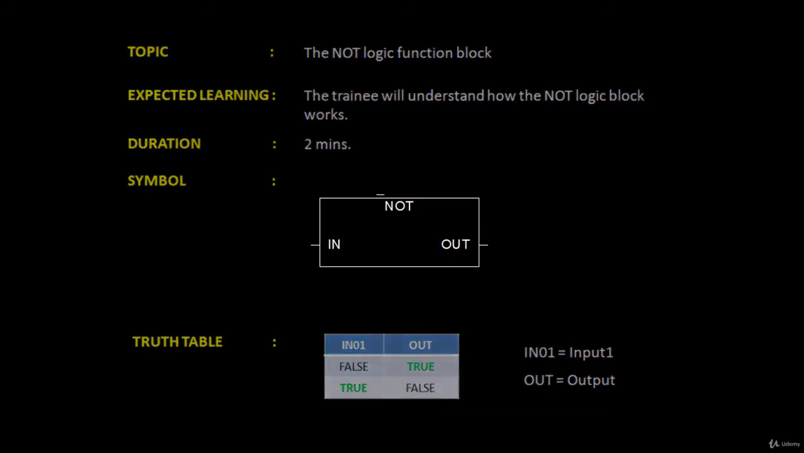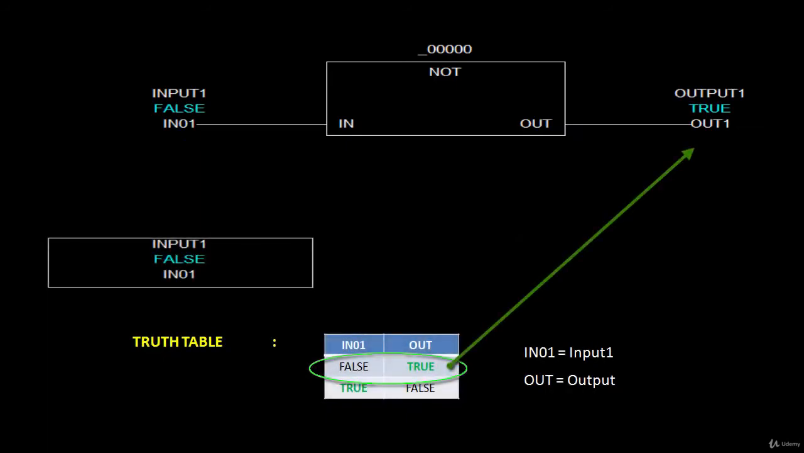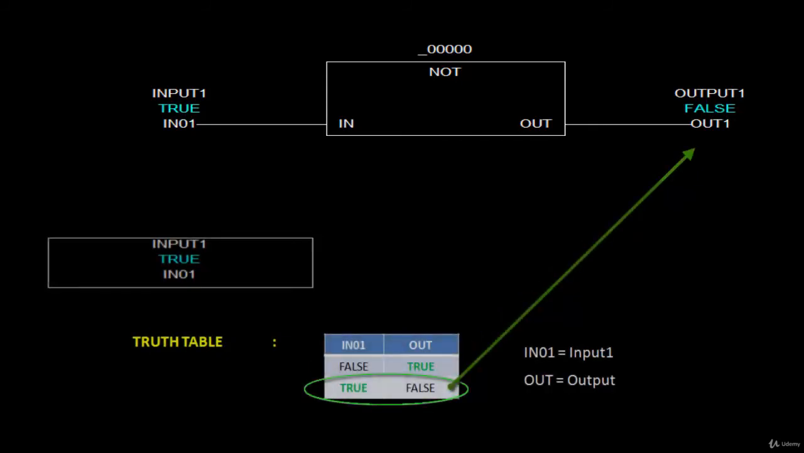Now, we go live with our PLC and simulate the inputs, and we observe the output and confirm with the truth table. If we set in01 to logic false, the output is a logic true. If we set in01 to logic true, the output is a logic false.